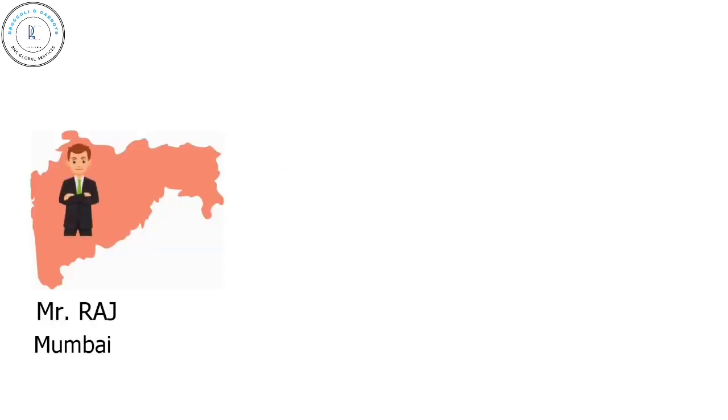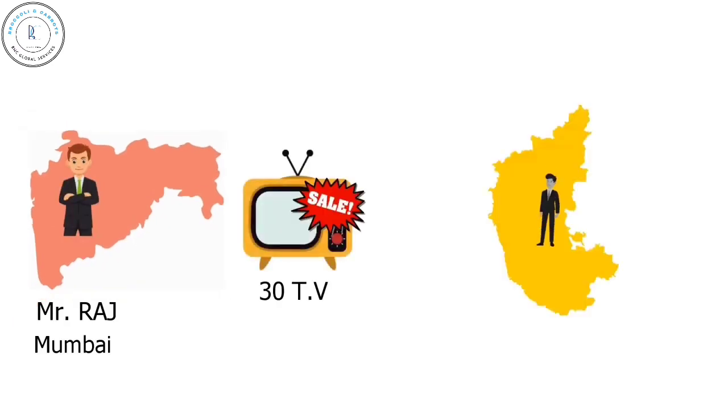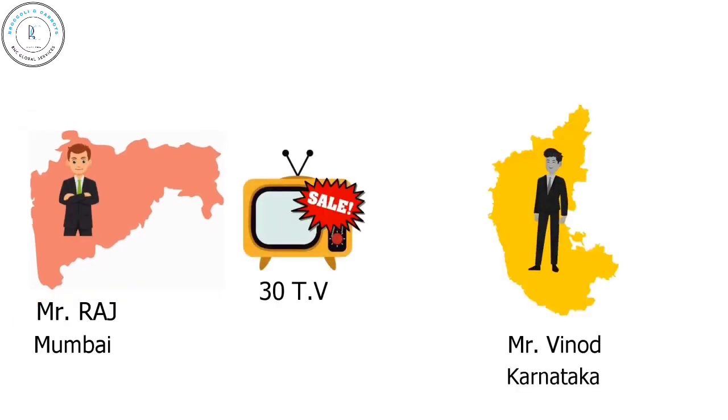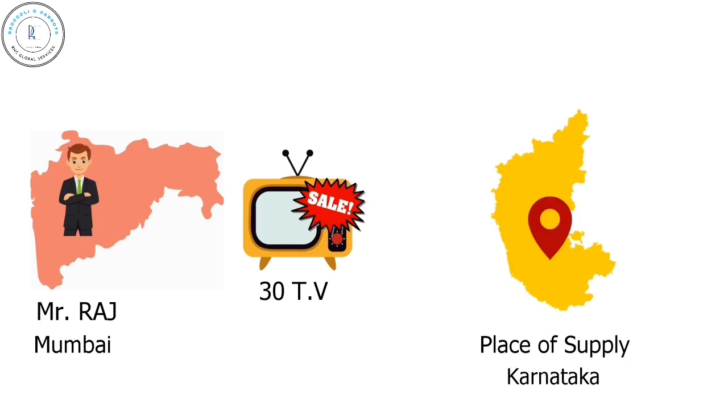Example for interstate sales. Mr. Raj of Mumbai, Maharashtra sells 30 TV sets to Mr. Vinod of Bangalore, Karnataka. The place of supply is Bangalore in Karnataka. Since it is a different state, IGST will be charged.